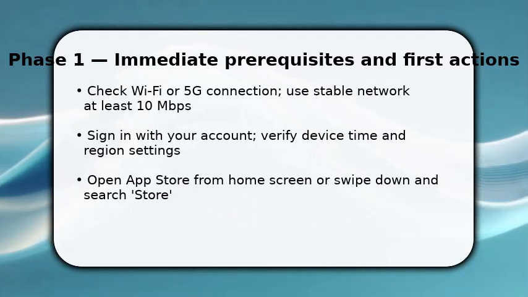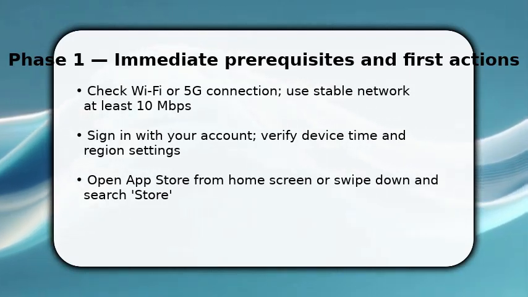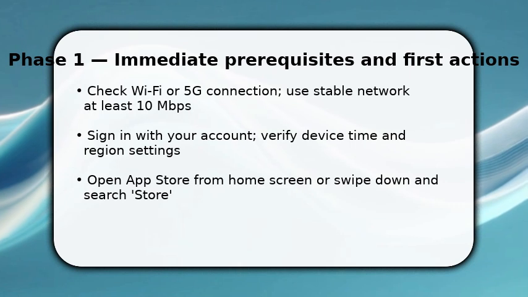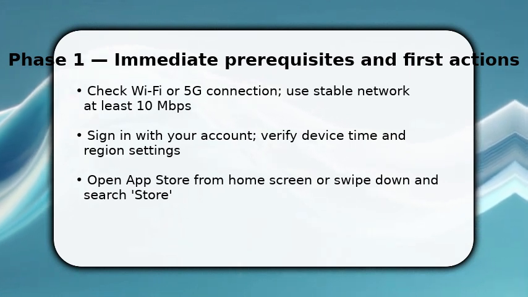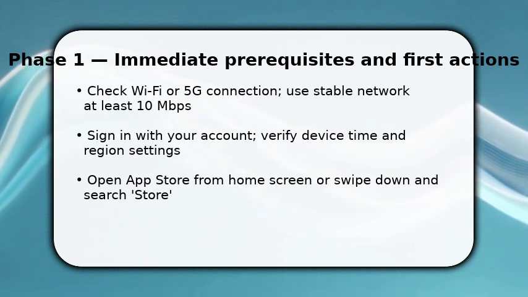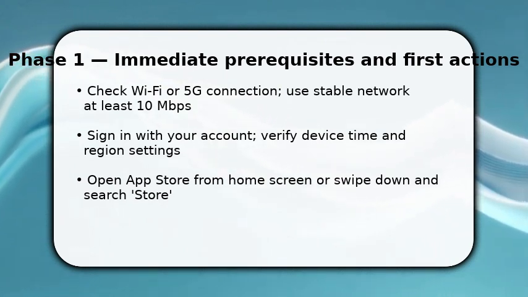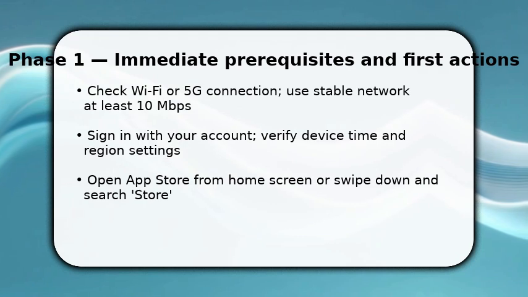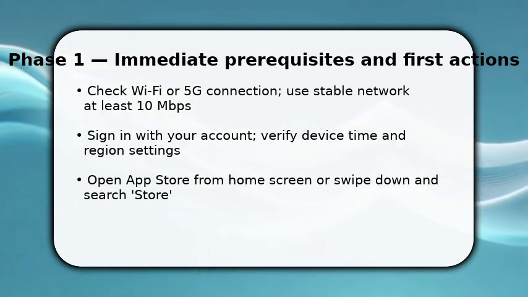You start by confirming essentials: stable Wi-Fi or 5G, and that you're signed into your account. This prevents payment and download errors. Once those items are set, unlock the T800 Ultra, swipe to the home screen and tap the App Store icon. If you prefer, use the quick search gesture and type Store.